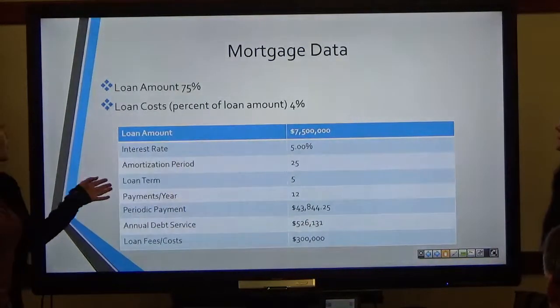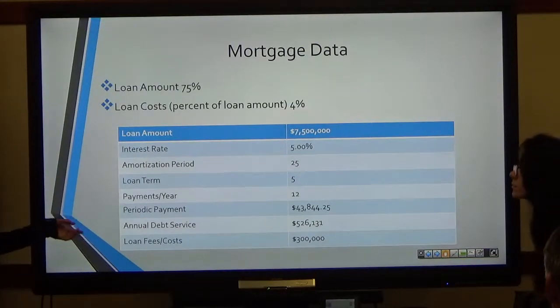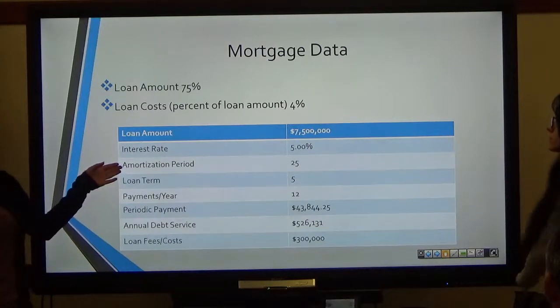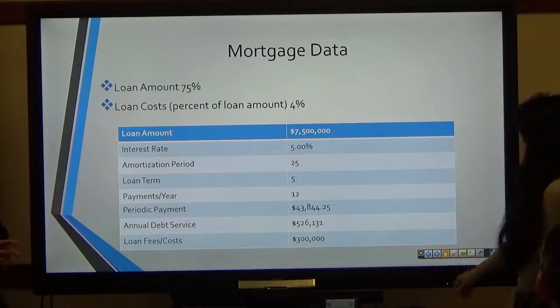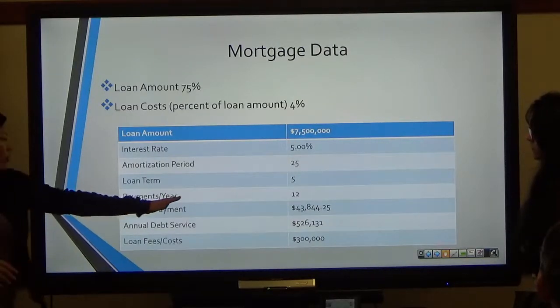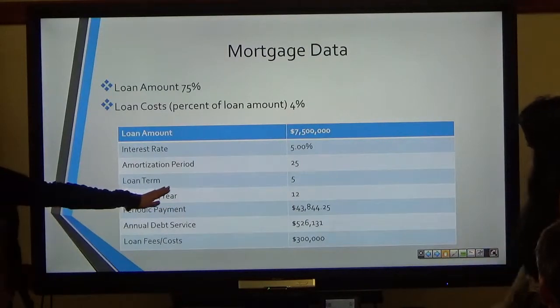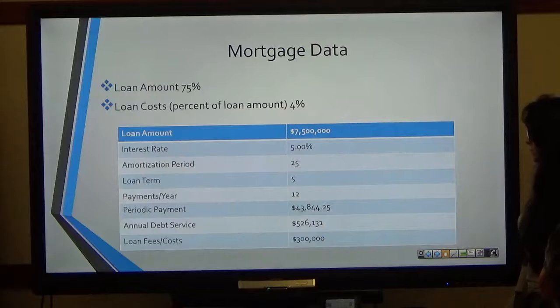We can see the mortgage statement here. The loan amount is going to be 75% loan to value. The loan costs are going to be 4%. The interest rate you can see is going to be at 5%. Amortization period will be for 25 years. Loan term holding period, we're looking at 5 years. Payments of 12 payments. And you can see the payment, which I'm sure is very important that everybody would want to know, $43,824. And ADS, loan fees is going to be $300,000.